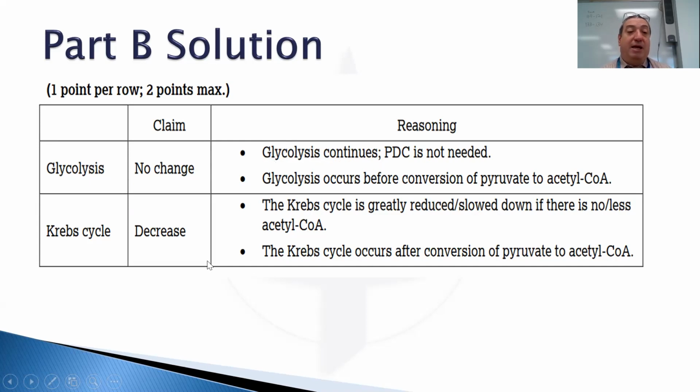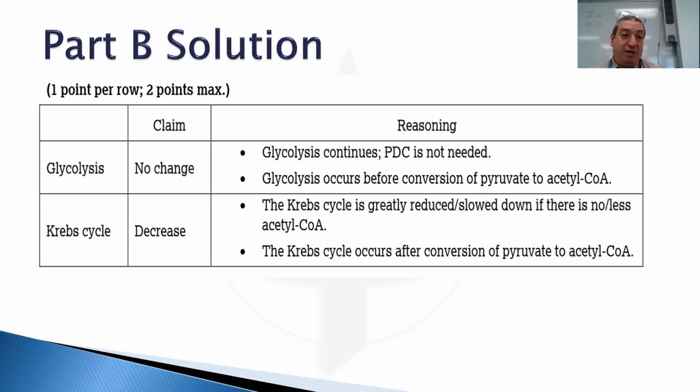The Krebs cycle occurs after the conversion of pyruvate to acetyl-CoA. So you are going to expect a decrease, because all of a sudden you're not going to be making acetyl-CoA anymore. So the reasons given here: the Krebs cycle is greatly reduced or slowed down if there is less acetyl-CoA, or the Krebs cycle occurs after the conversion, so you're not going to make as much. The combination of decrease and reasoning that backs up that decrease will get you the 2 points.